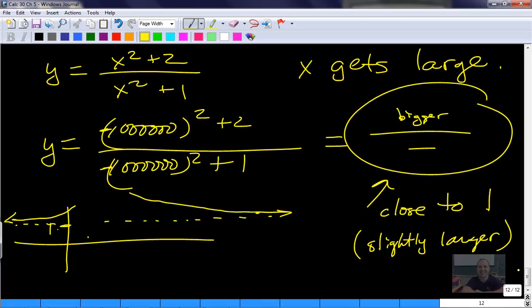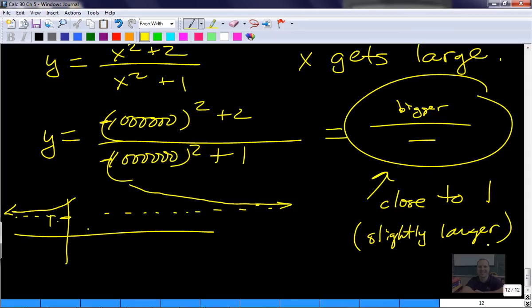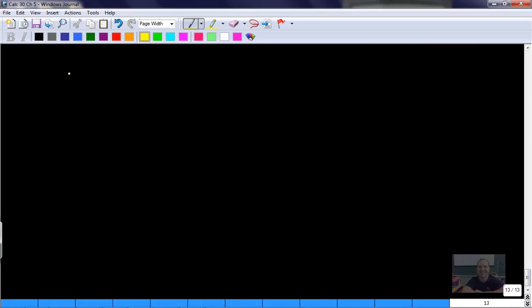So that's thinking logically. I am going to present to you today a method of taking a look at any rational function and finding out what the horizontal asymptote is, okay?